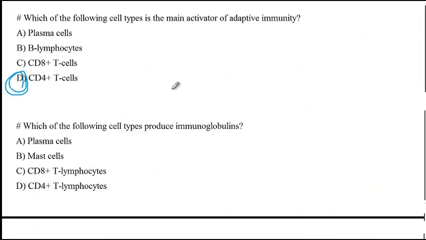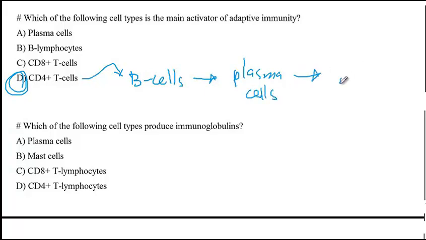Then the next question is, which of the following cell types produce immunoglobulins? CD4 positive T cells activate B cells to turn into plasma cells, and then plasma cells produce antibody. So the answer here should be plasma cells.